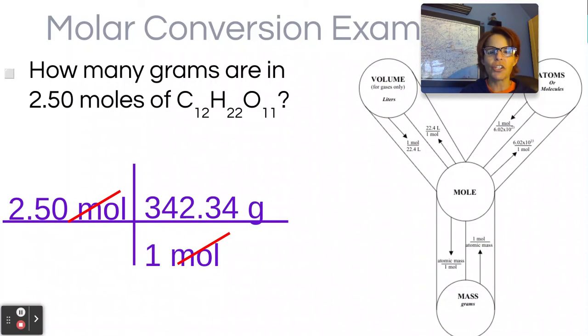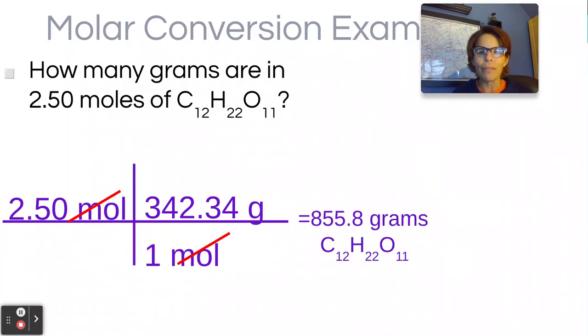So you're going to have the conversion factor. Where did I get the number 342.34? That's the mass: 12 carbons plus 22 hydrogens plus 11 oxygens. That's the mass of all of those atoms added together. That's the atomic mass, so I got that from the periodic table. And then it's all in 1 mole. So I multiply across the top this time, 2.5 times 342.34 grams, and my answer is in grams, 855.8 grams. Pause, double check your math, make sure that you're understanding how to do this. Okay, I'm going to move on.